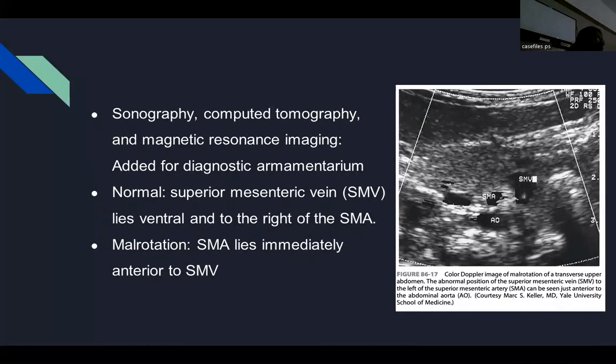Coming to the ultrasound, whenever the radiograph and the upper contrast studies are not conclusive, some of the centers have added other investigations such as sonography, CT, and MRI for the imaging. However, much time shouldn't be wasted evaluating the patient with all the other investigations whenever the patient presents with an acute abdomen. When coming to the ultrasound, the normal position of the superior mesenteric vein is that it lies ventrally and towards the right side of the SMA. However, if the patient is having malrotation, the SMV lies immediately anterior to the SMA, which is not the normal position.